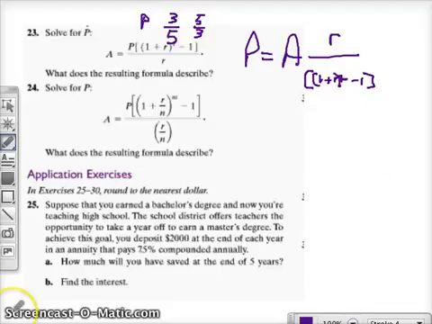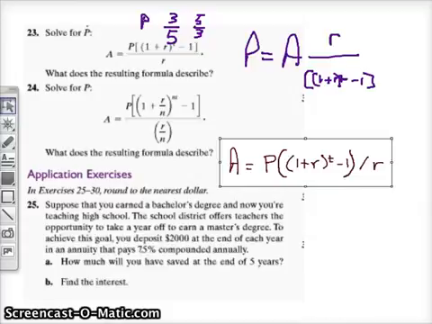All right, let's look at question 25. Suppose that you earn a bachelor's degree and now you're teaching high school. The school district offers the teachers an opportunity to take a year off to earn a master's degree. To achieve this goal, you deposit money in an annuity that pays 7.5% compounded annually. How much will you have saved at the end of 5 years? Find the interest. That's just a regular annual annuity. That's this guy right here. Make sure you plug in the right numbers. Check your answer.